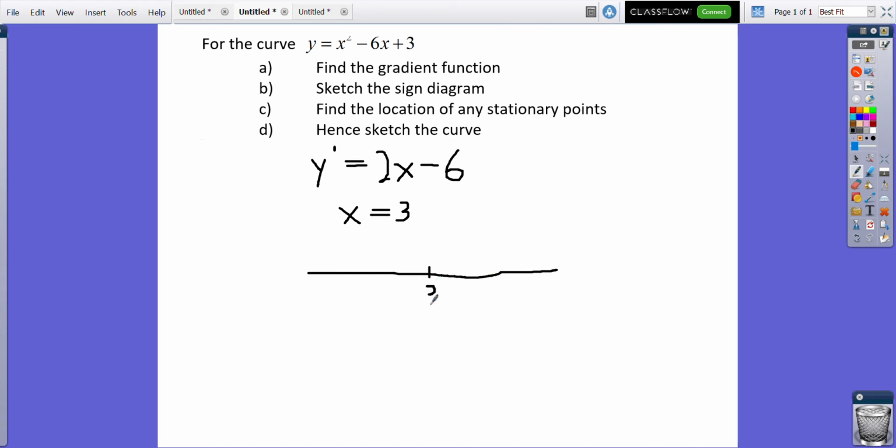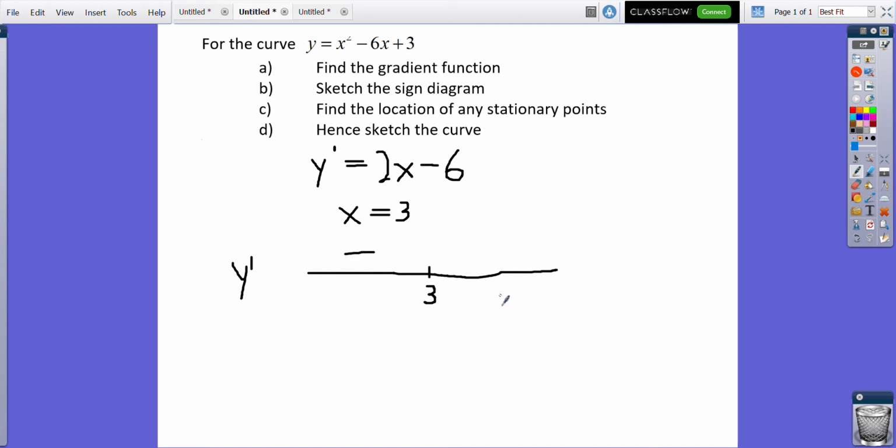Okay, 3. So now we want to ask, what's the gradient on either side of 3? So I'm going to test some values. I can choose any number that's less than 3. I'm going to choose 0 because it's a nice easy number to plug in here. So this number line's for y dash, so I'm just going to write y dash here to remind myself what it's for. So putting in x equals 0, I get 2 lots of 0 minus 6, which is a negative number, so I'm going to write a negative over here.